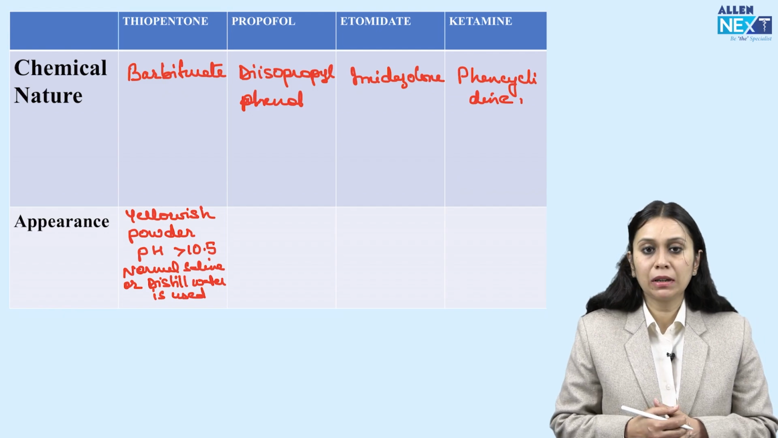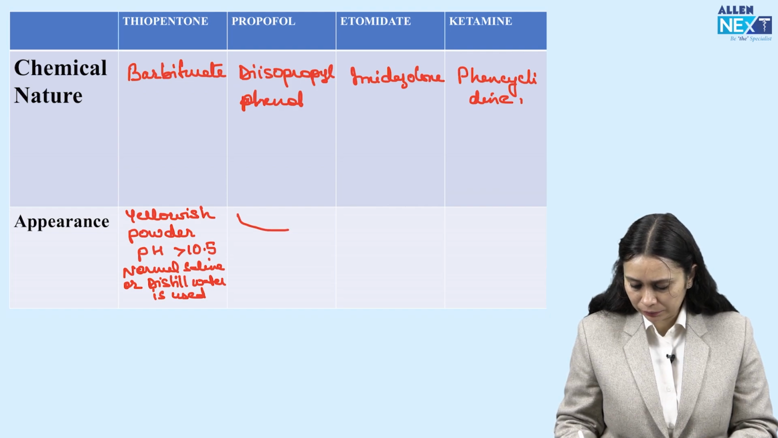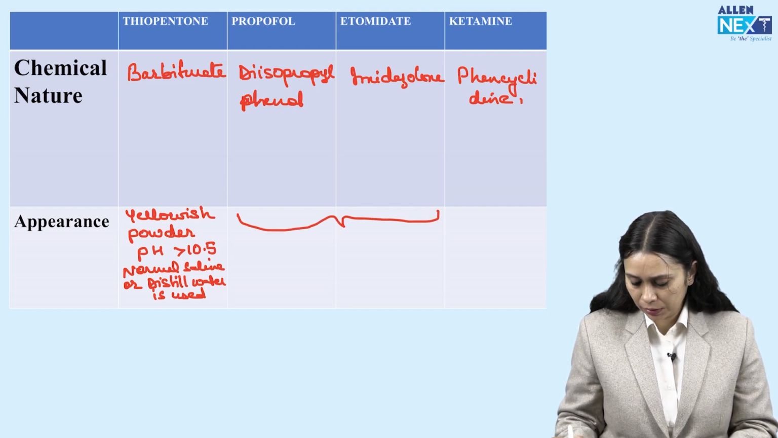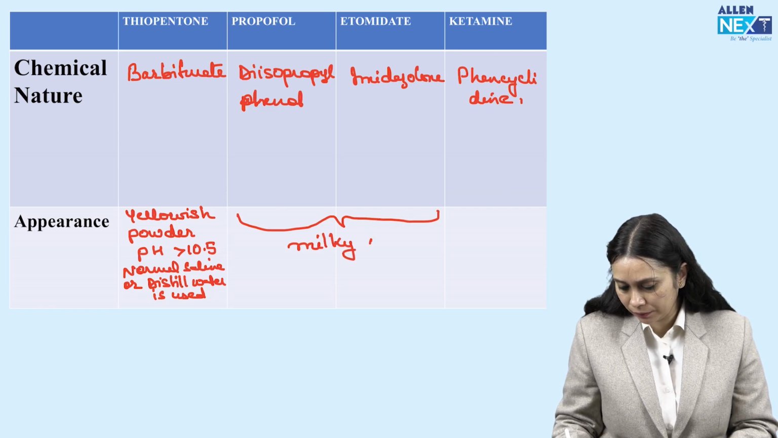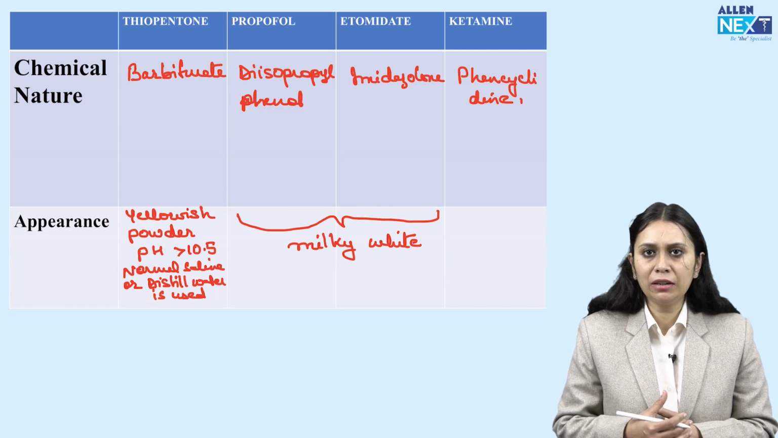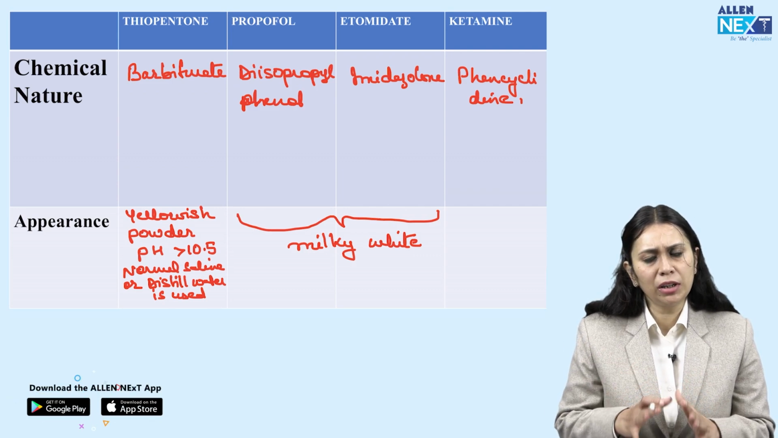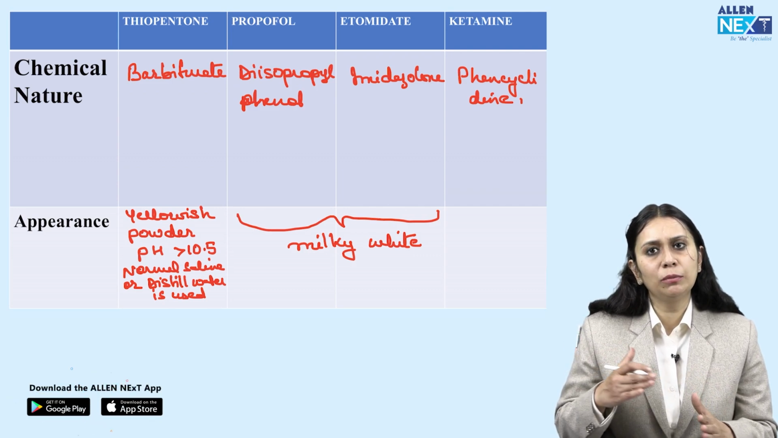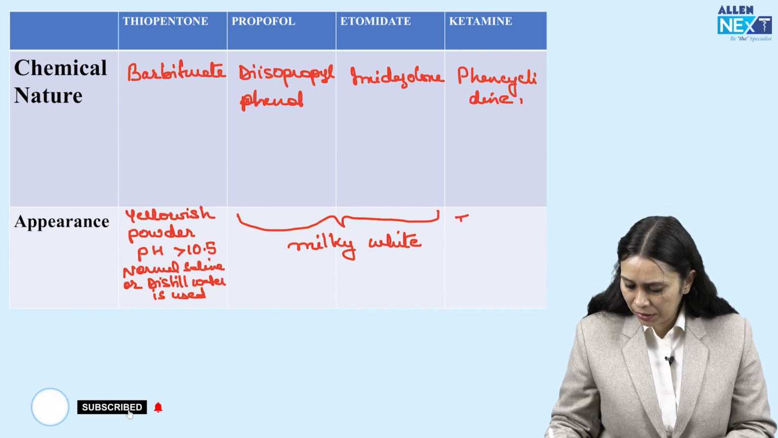Okay? Remember, propofol and etomidate, both are milky white in color. Etomidate has a transparent variant also available, but it is milky white also. So propofol is always milky white. Etomidate has both transparent and milky white variants available. Ketamine, transparent liquid.